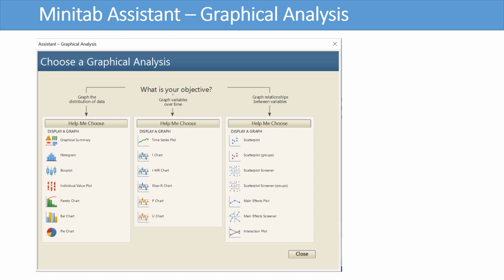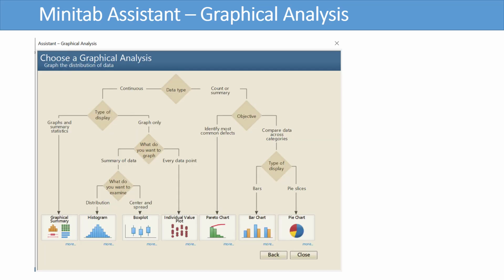To access the graphical analysis using Minitab Assistant, choose Assistant, then Graphical Analysis, and the most prominent thing you'll see is a question: what is your objective? But you're not left with just the three objectives. Select Graph the distribution of data, and before you have to pick one of the 7 possible charts, the assistant offers to help you choose. Here is a map helping you to choose the suitable distribution for your data.